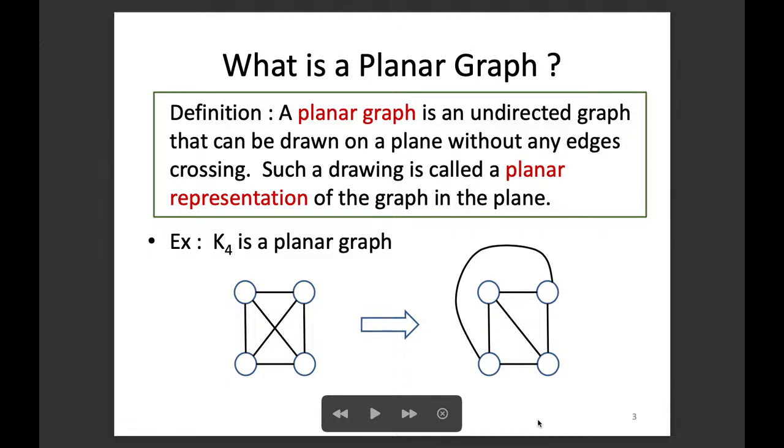If a graph can be drawn such that there is no edge crossing, then this graph is called a planar graph. This is a planar graph. This is a planar graph. And the way that we draw it without edges crossing each other is called the planar representation of the graph. So this is a planar representation of K4.